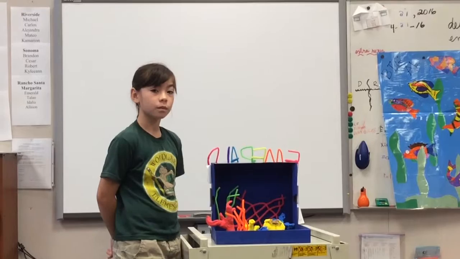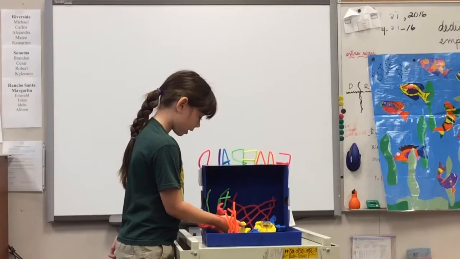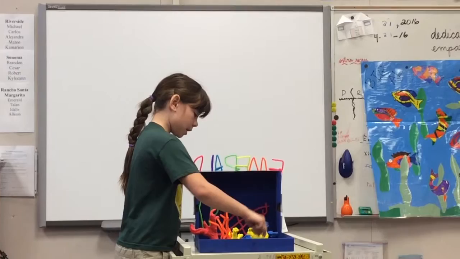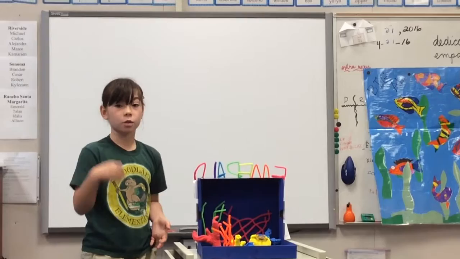The coral can hide predators and prey. For example, say the stingray is a predator of the crab. The stingray can hide behind this coral, and when the prey comes, it can grab it for food. And also, the opposite way around. The prey can hide so the predators don't eat them.